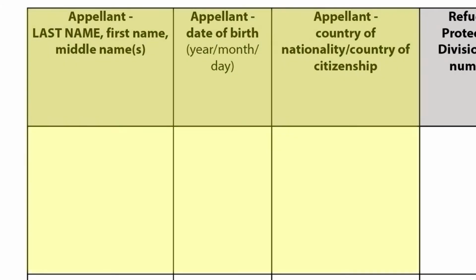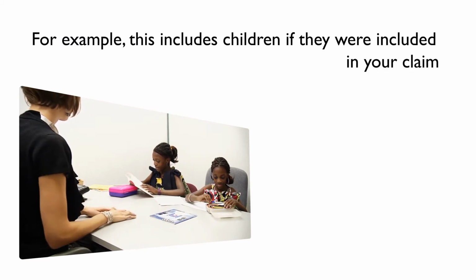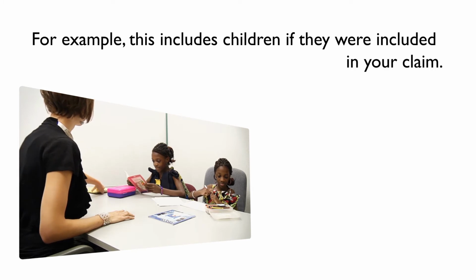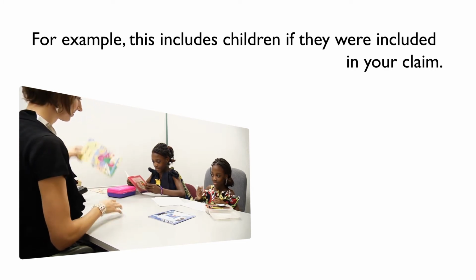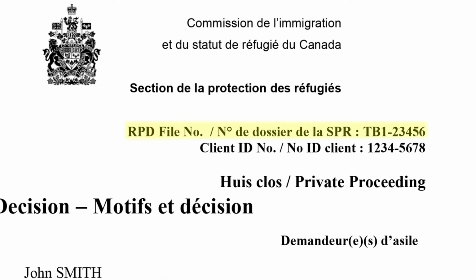In the Appellant Information section, put in your personal information. You also have to put in the personal information for all the other people who are associated with your claim and who are appealing the RPD decision. Put in the Refugee Protection Division file number and unique client identifier, also called the client ID, here. These can be found here and here on the RPD Reasons and Decision.